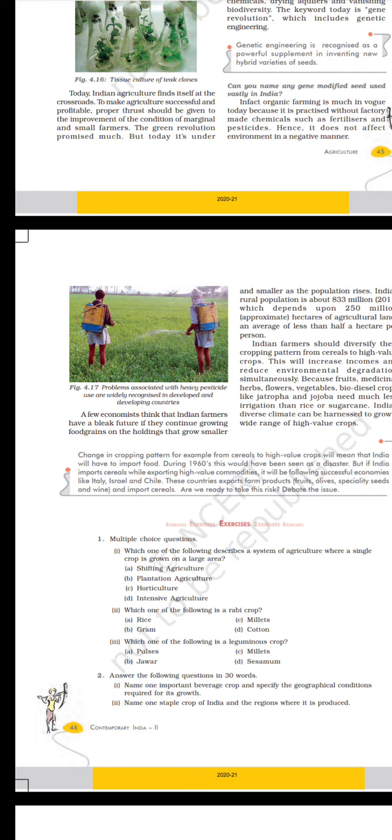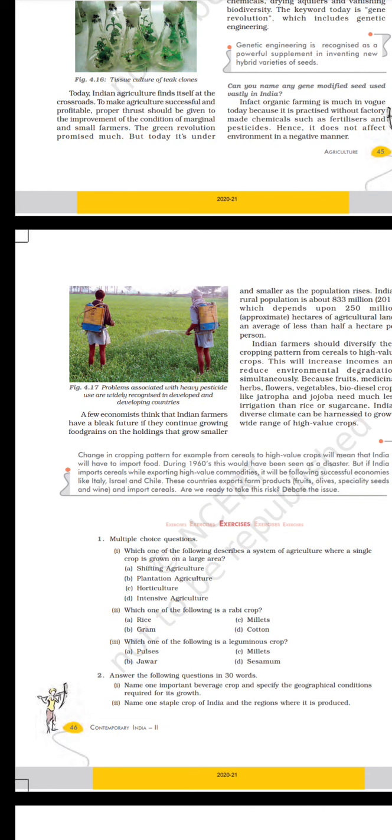Indian farmers should diversify their cropping pattern from cereals to high value crops. This will increase incomes and reduce environmental degradation simultaneously because fruits, medicinal herbs, flowers, vegetables, biodiesel crops like jatropha and jojoba need much less irrigation than rice or sugarcane. India's diverse climate can be harnessed to grow a wide range of high value crops.